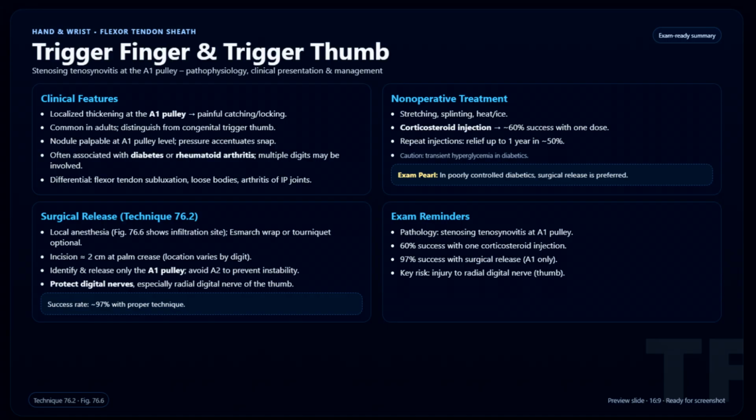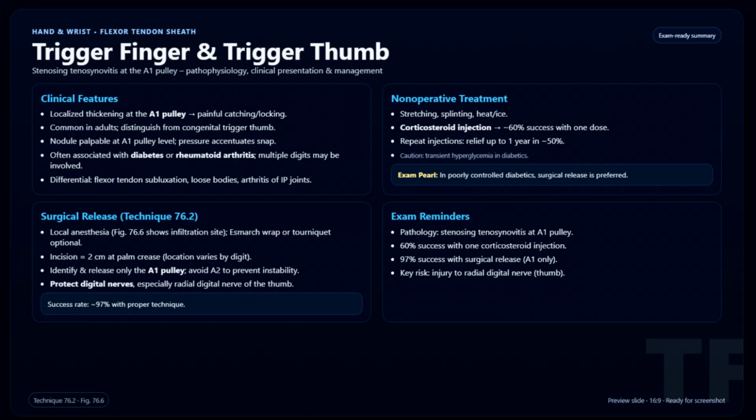Clinically, patients often describe inability to extend the digit smoothly, reporting painful catching or even locking. When associated with systemic diseases like diabetes mellitus or rheumatoid arthritis, multiple digits may be involved, particularly the long and ring fingers. A nodule or fusiform swelling can frequently be palpated at the level of the first annular pulley in the palm. This nodule corresponds to thickening of the tendon or sheath and is what produces the characteristic catching phenomenon. Pressure at this site accentuates the snapping sensation.